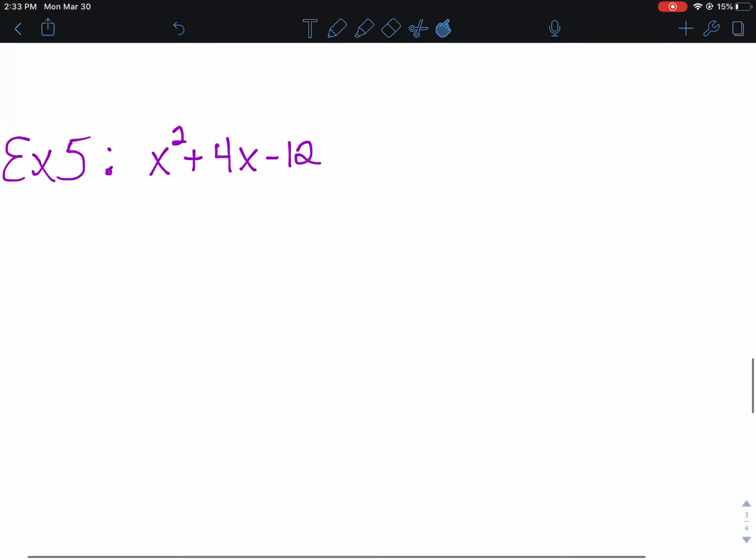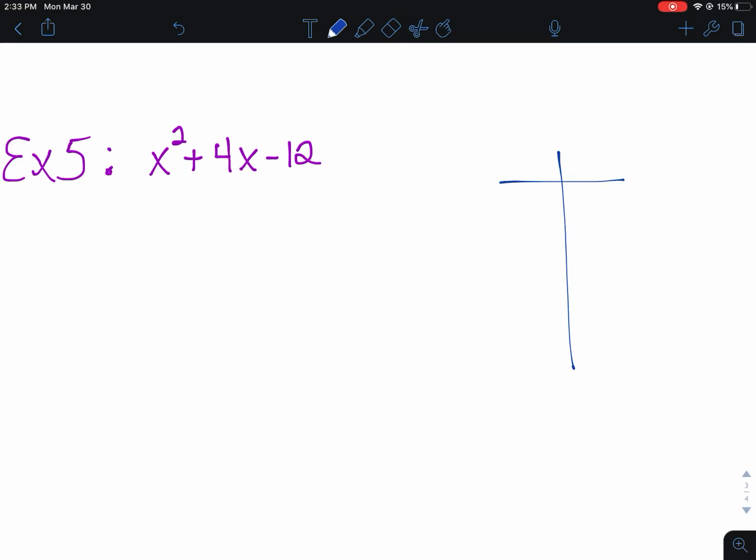I'll do one more example if you still need an idea of how to do this. So again, this time we have a trinomial. The last value, the constant value, is -12. So I need two numbers that multiply to -12, whose sum is +4. So let's list out what the options could be. We could have 1 and 12. We could have, and I'm ignoring the negative for a second. We'll come back to that.